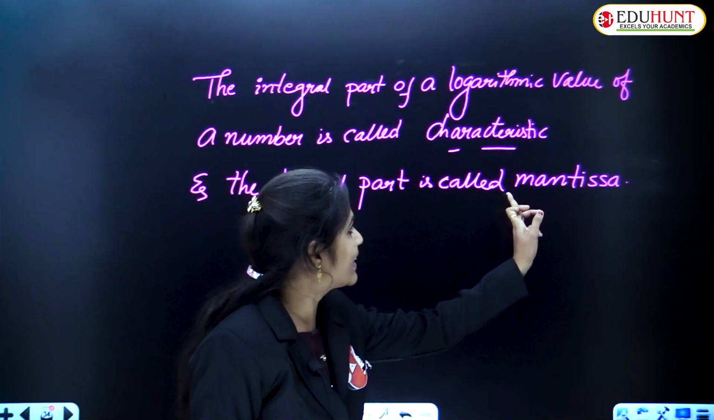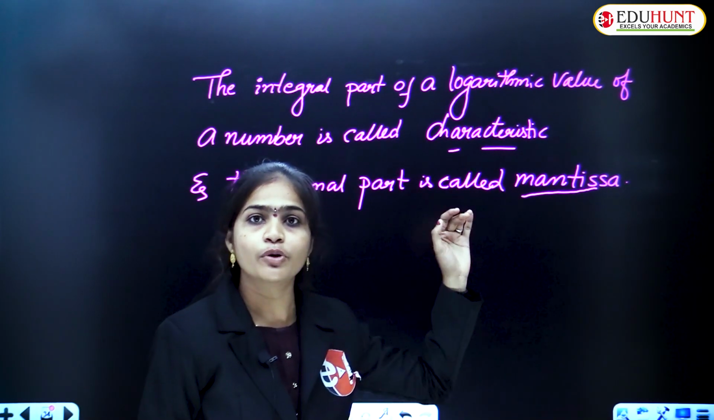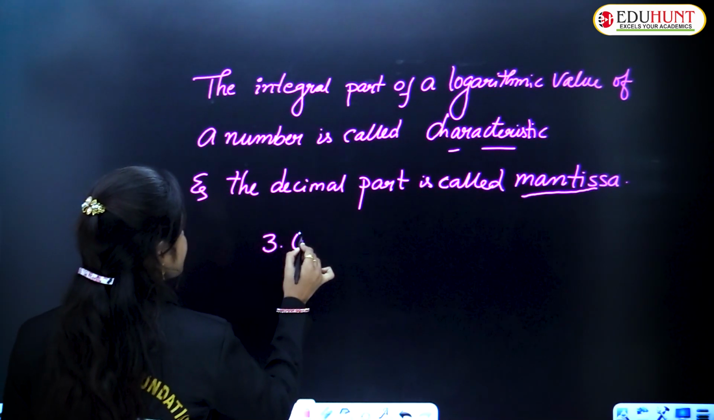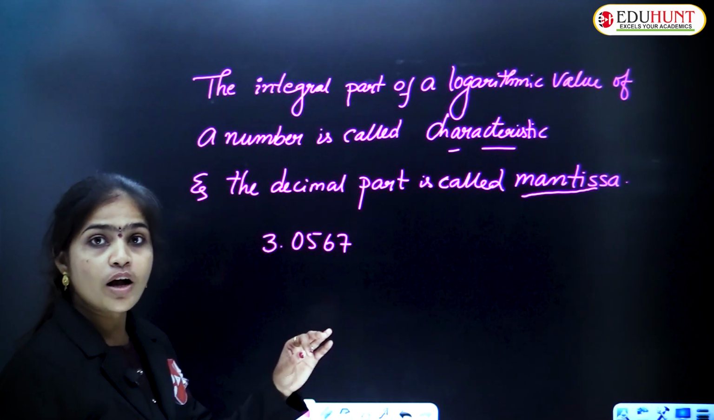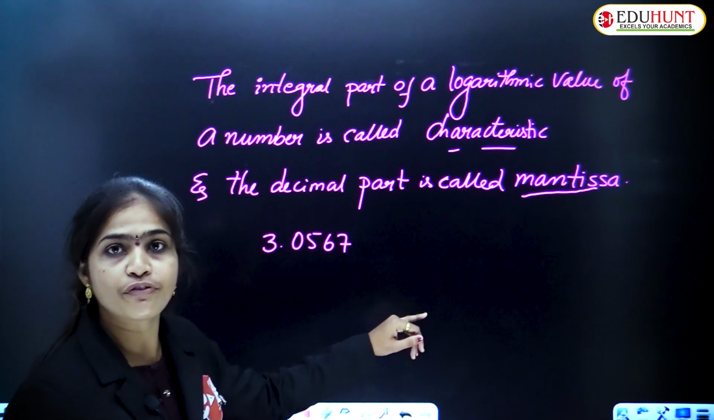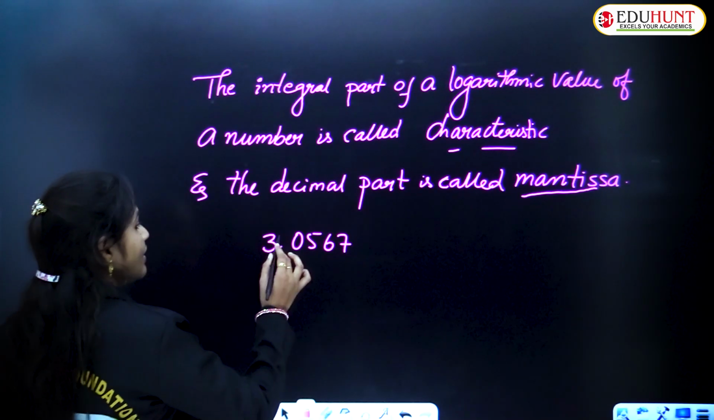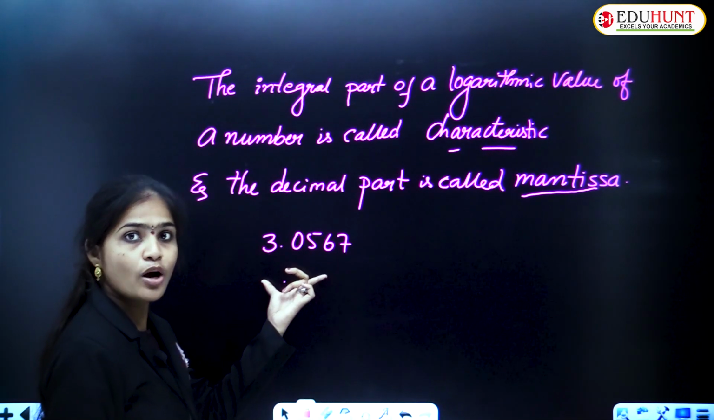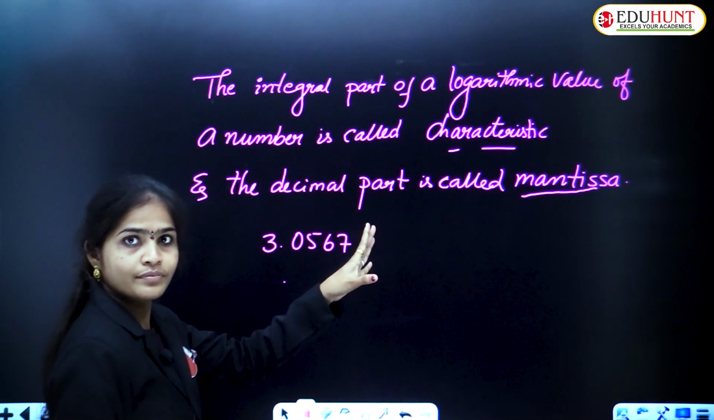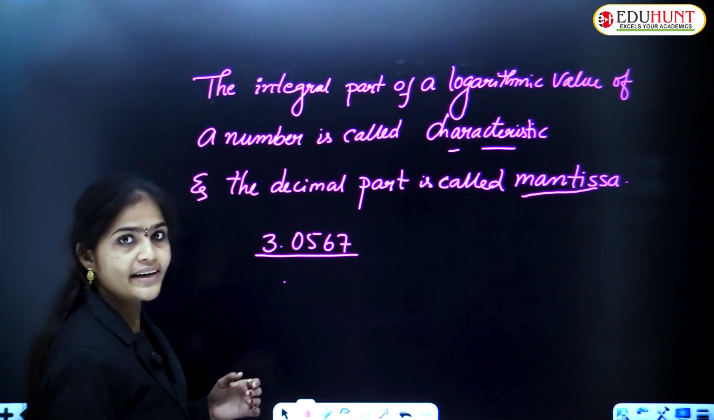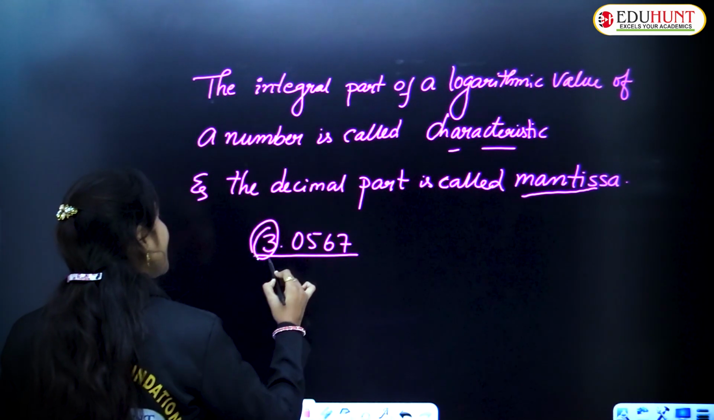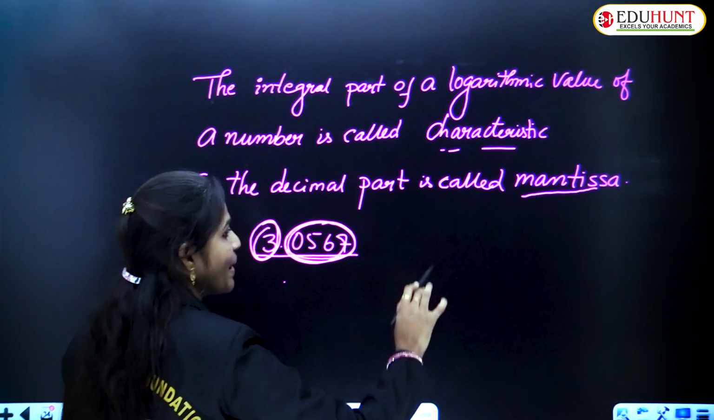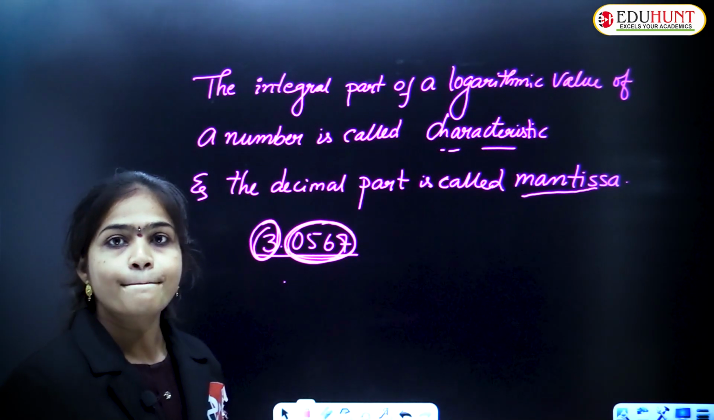What are those? One is characteristic, another one is mantissa. So what about the characteristic and what about the mantissa? For example, one of the logarithmic values is 3.0567. Here the integral part is there and the decimal part is there, no? This is the logarithmic value of some number, 3.0567. So here the integral part 3 is called the characteristic and 0567, the decimal part, is called the mantissa.